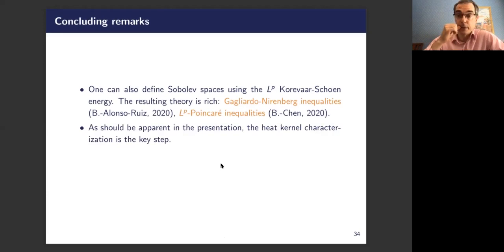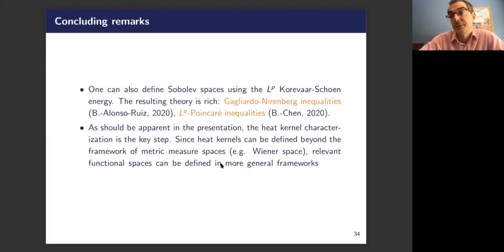And as it should be apparent, and maybe I will finish with that, what matters really in my talk and what matters for the method I am using is the heat kernel characterization, right? And heat kernels are defined well beyond the context of metric measure spaces. If we have a Dirichlet space, essentially we have a heat kernel, or at least a heat kernel measure. Therefore, using this characterization that was so important in my explicit frameworks, I'll be able to develop a theory of BV spaces in general Dirichlet spaces that is going to generalize the framework that we just studied in the talk.